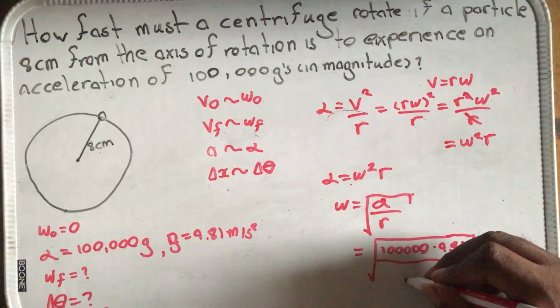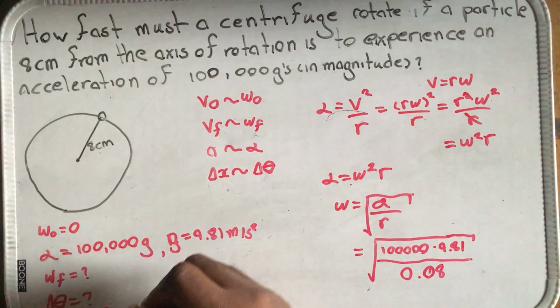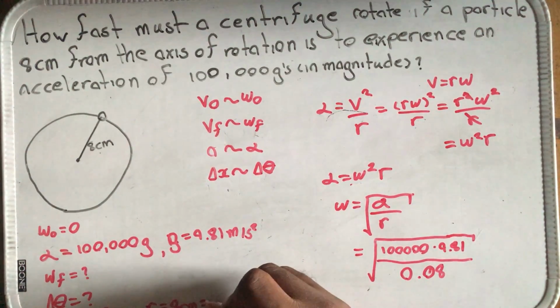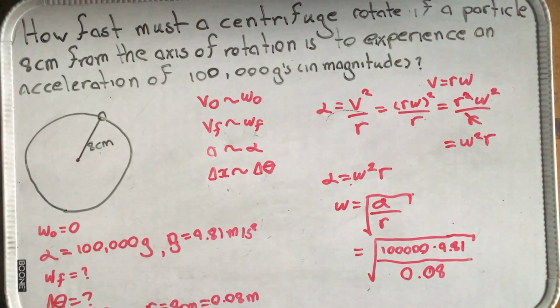And what is the radius? The radius is 8 centimeters, and 8 centimeters converted to meters, I'm just going to write that here, 8 centimeters, or 0.08 meters, because there are 100 centimeters in 1 meter. So here, now I just have to solve this. So I have 100,000 times 9.81, and then I'm going to divide that by 0.08. And now I'm going to square root that answer.